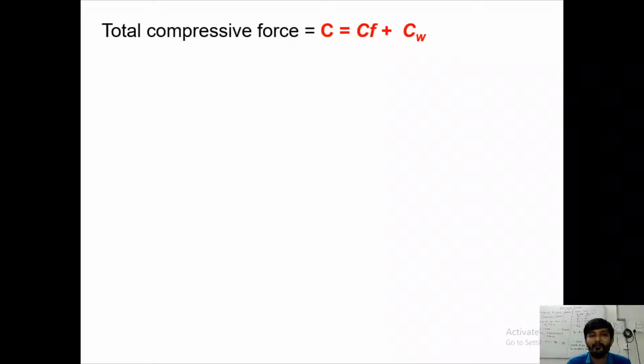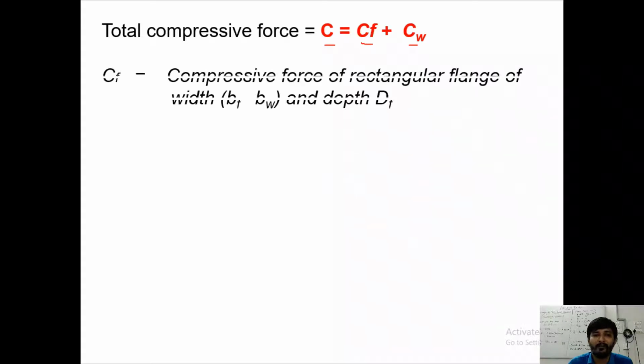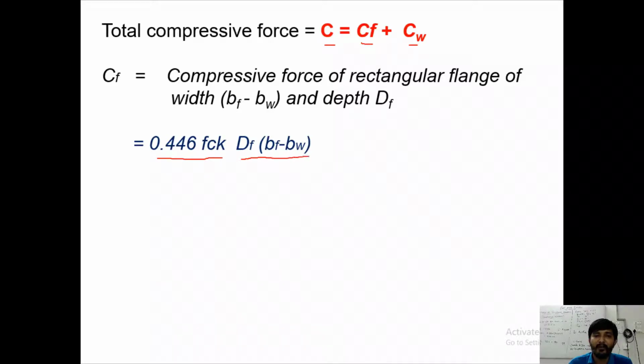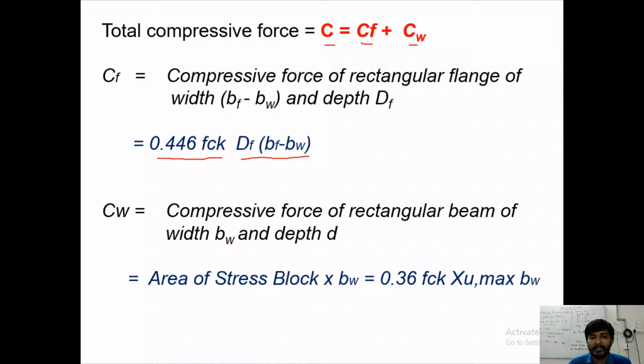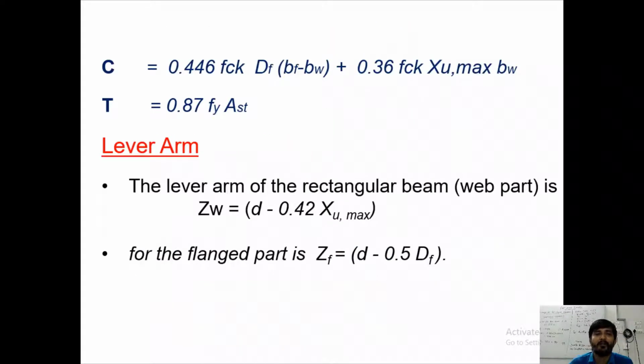So total compression force C is equal to compression force in flange CF plus compression force in web CW. So CF is equal to 0.446 FCK into DF into BF minus BW. CW will be area of stress block multiplied by BW. So area of stress block is 0.36 FCK XU max into BW. So CF and CW, both the values are with us now. So we can easily find out the total compression by substituting the values of CF and CW. And we also have a tension force 0.87 Fy AST.